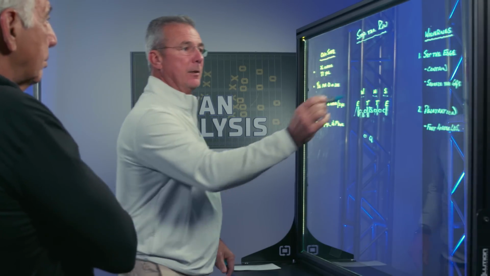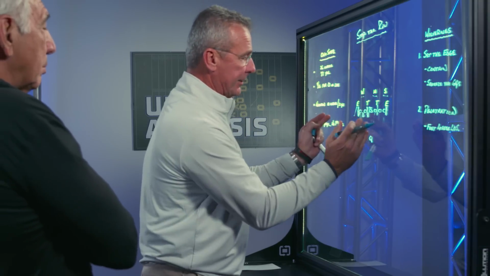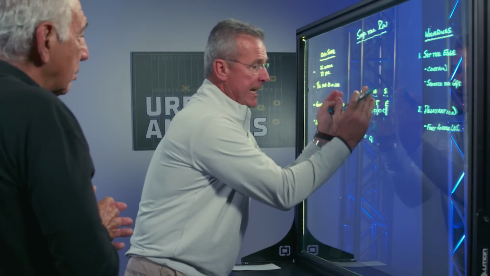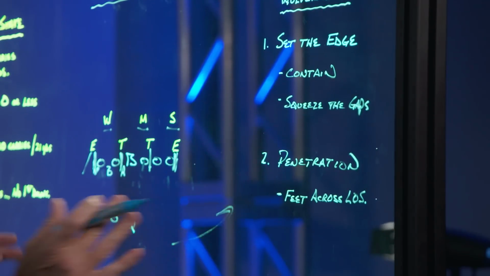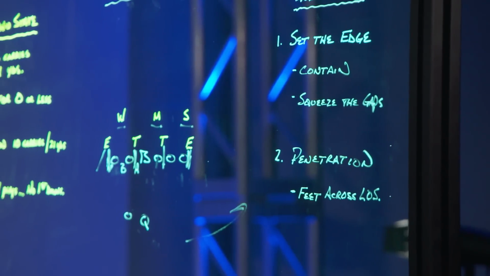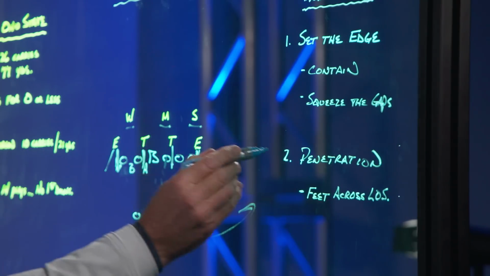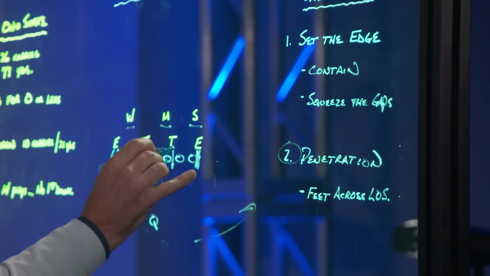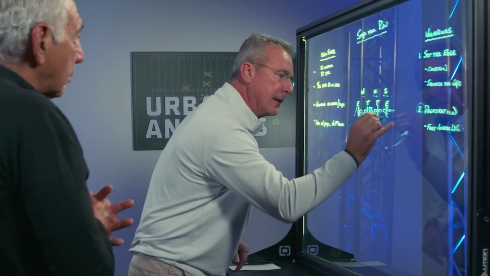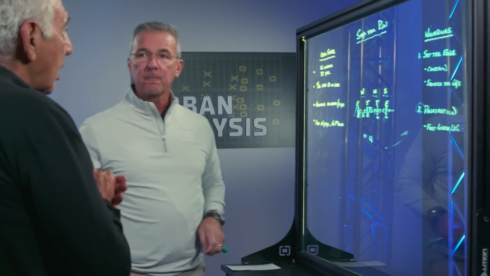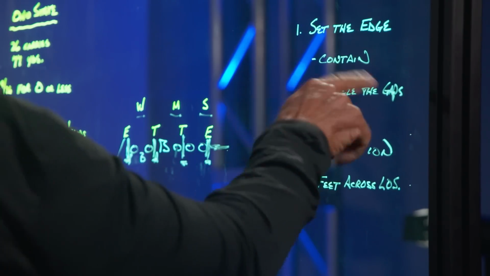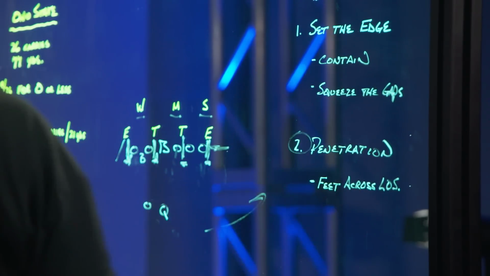How do you stop a run? Set the edge, contain it, keep guys like Trevion Henderson and Quinshon Judkins in the tackle box. You don't want those guys out here. The second one is squeeze the gaps. Tight gaps, linebackers can fill those gaps. Second point, penetration. Get your feet across the line of scrimmage. At the end of the play, if your feet are across that line of scrimmage, defense wins. Let's go to the video and watch some game-winning examples of these two things.